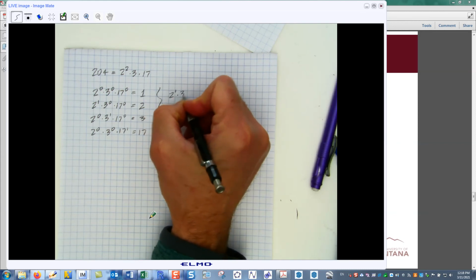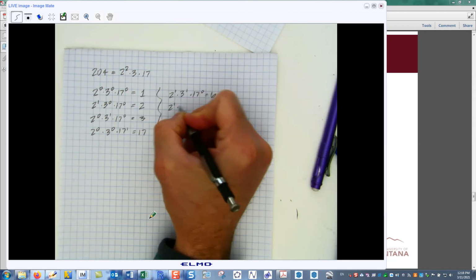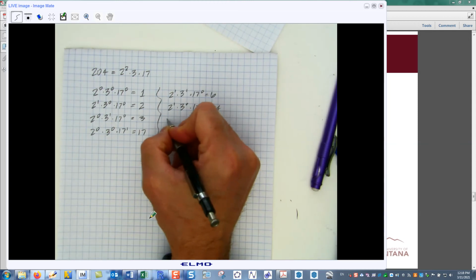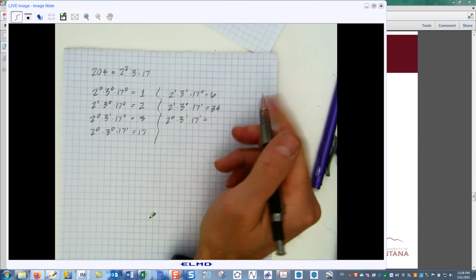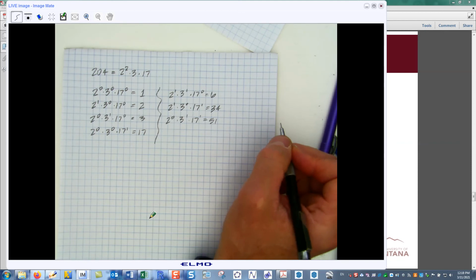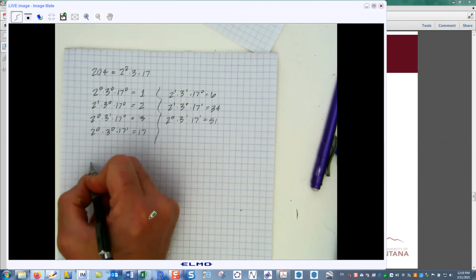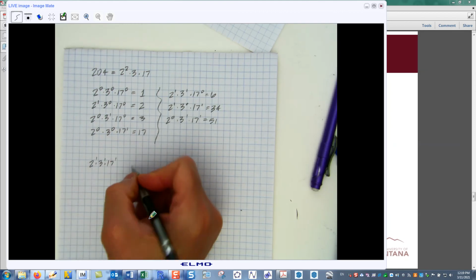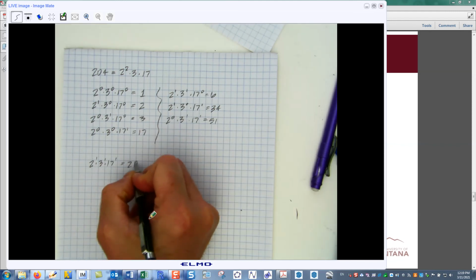So how about 2 to the first times 3 to the first times 17 to the 0, so that'll be 6. 2 to the first times 3 to the 0 times 17 to the first, so that'll be 34. And then 2 to the 0 times 3 to the first times 17, so that will be 3 times 17, which is 51. Okay, so that's choosing 2 of them. Now let's see what happens if we choose 3 of them. So how about 2 times 3 times 17 all to the first? That works, right? So that's going to be equal to, well, that's just the number, 204.